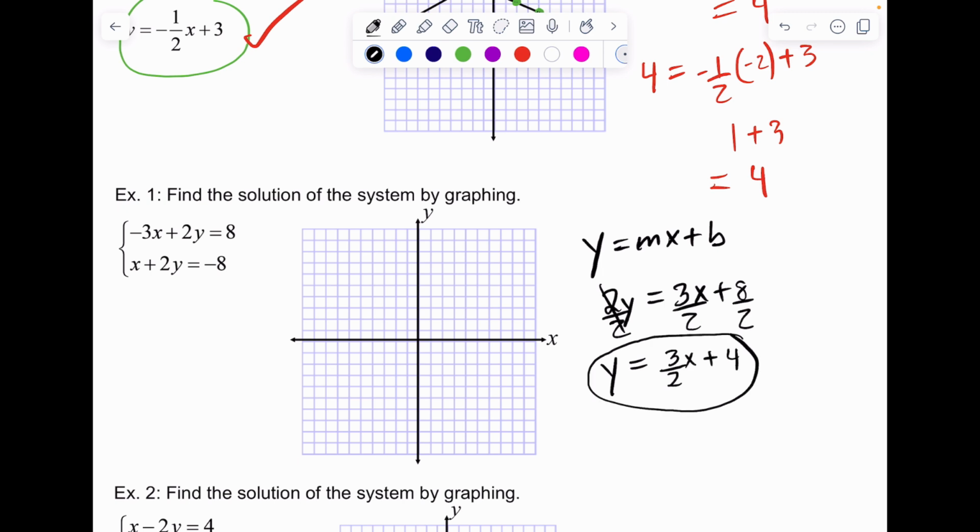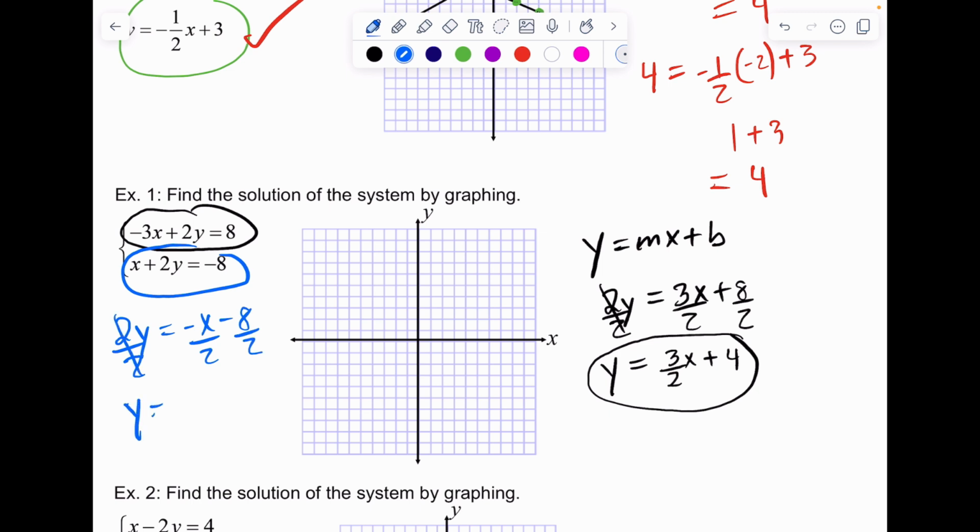This is my first equation there, here in black. Let's make this one in blue. I'm going to subtract the x to start with. Now I'm going to divide by 2 every single term on the other side. And y is going to equal -1/2 x minus 4.